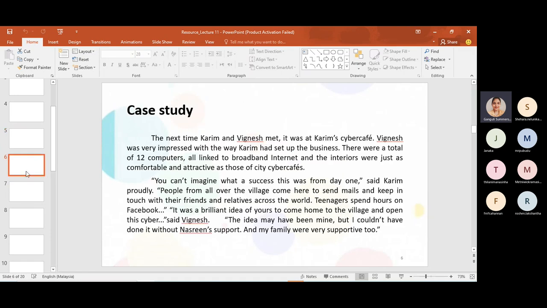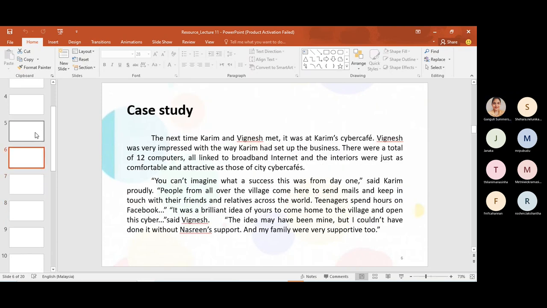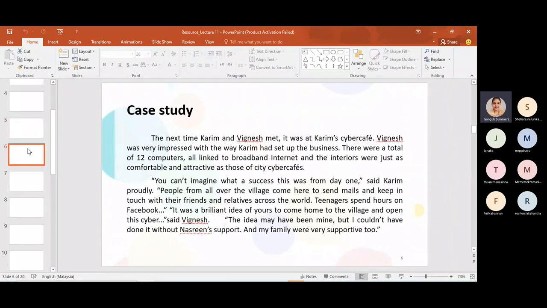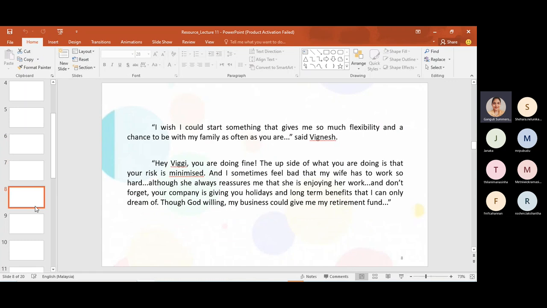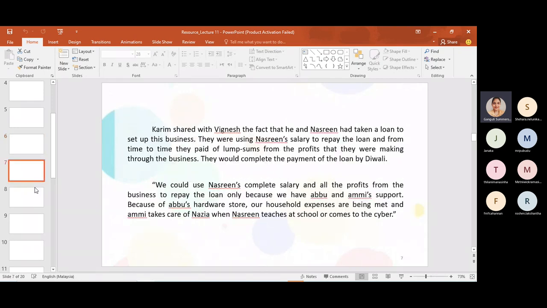But guys, before that, there is a small case study. I want you all to read this case study, because we are going to learn personal factors and external factors from it. Before I move on to those slides, I need you all to read it. This case study is quite lengthy, so I could not get it into one slide. You can see it in slides 6, 7, and 8. I had to split it into 3 slides.